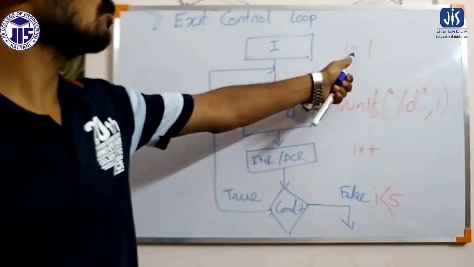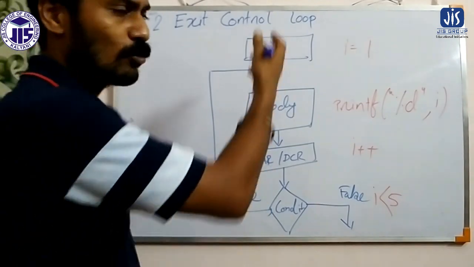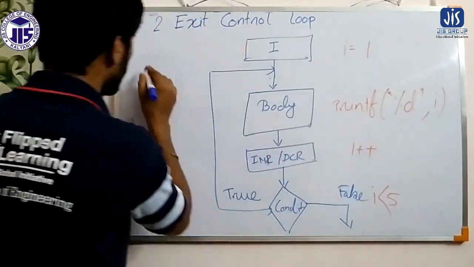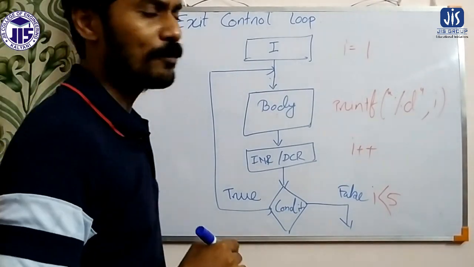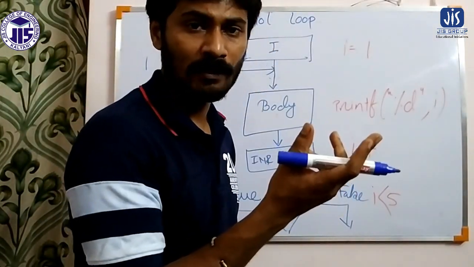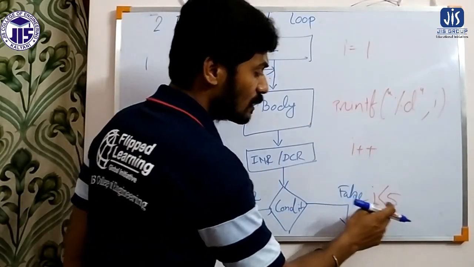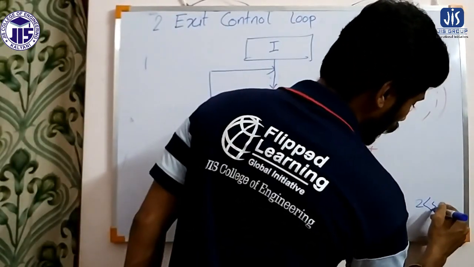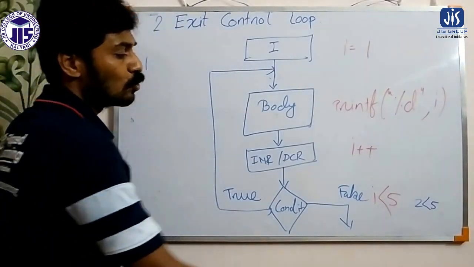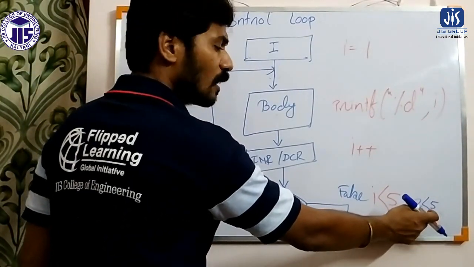Now the value of I is 1, sequentially it will execute, then it will print the value of I which is 1. So now the value of I will increase, that is 2. The value of I is now 2. So the condition is 2 less than 5, because the value of I has become 2 due to the increment. So the condition is true or false? Obviously the condition is true.